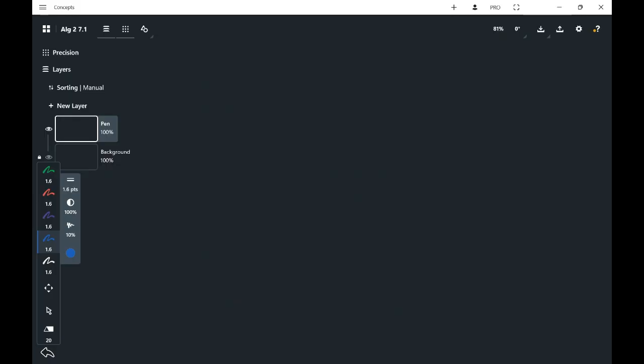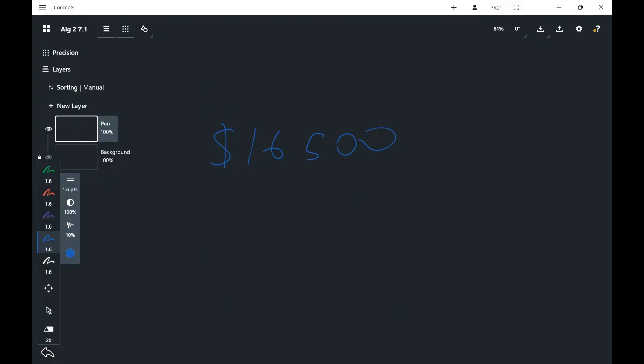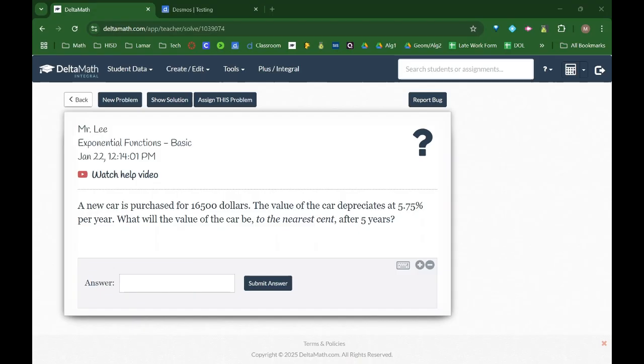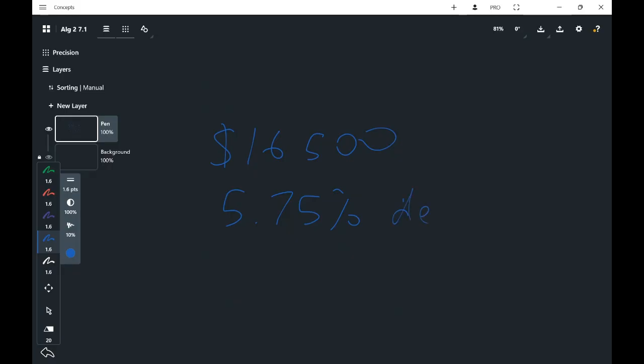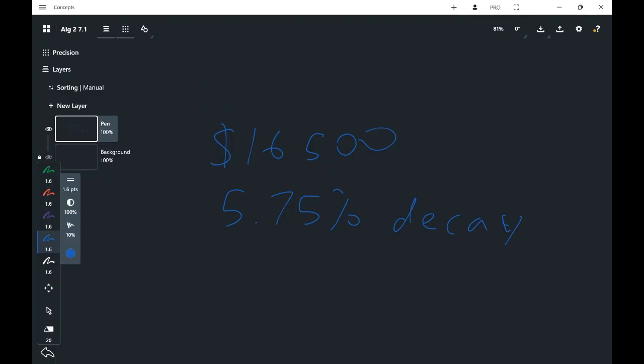A new car is purchased for this much money. So that's our starting value. And it's depreciating at 5.75%. Depreciating means this is just a fancy word for loss. So this is really decay. And they're asking us for the value after 5 years.